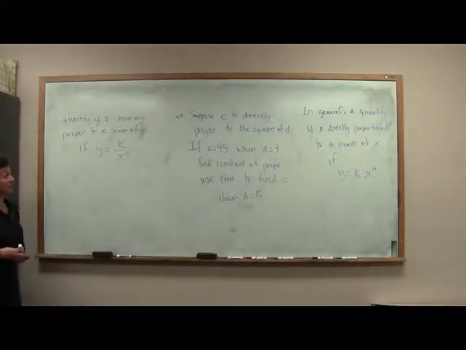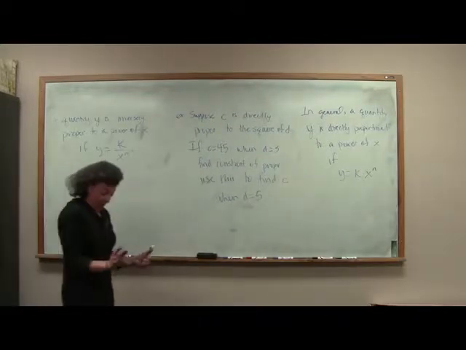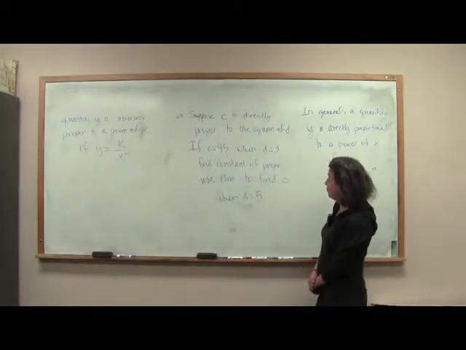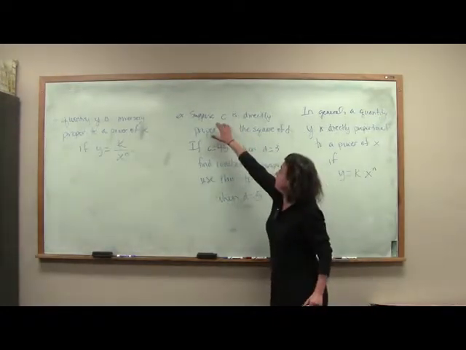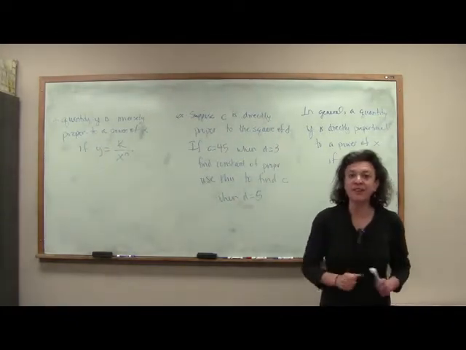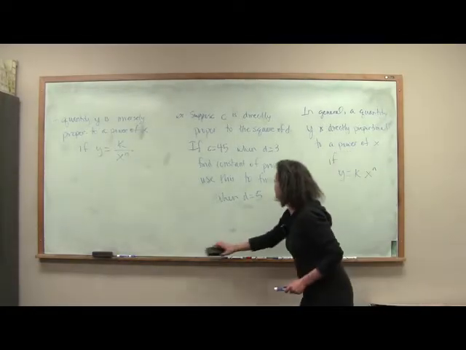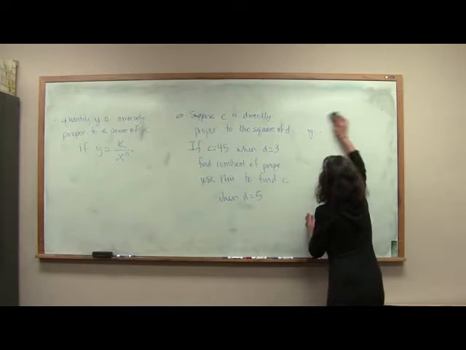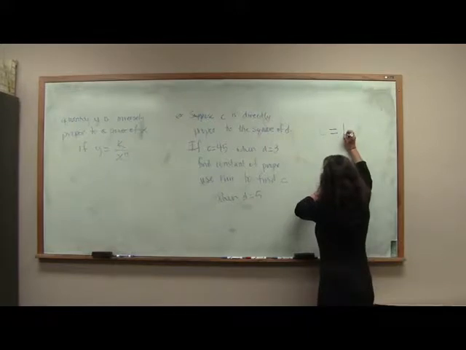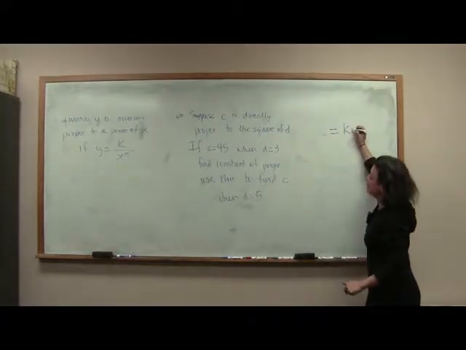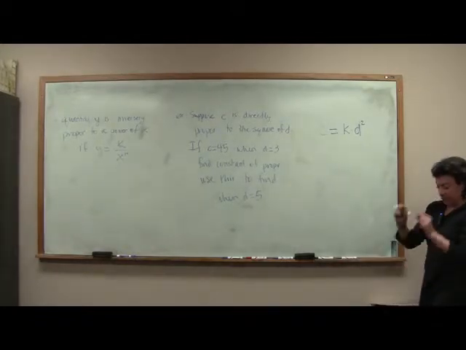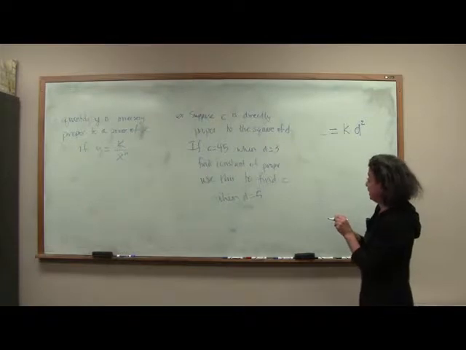Now, I totally understand that this looks like a lot. We're going to break it down. Don't worry about it, okay? So, let us do this. Suppose C is directly proportional to the square of D. The first thing we want to do is write this as a formula, okay? So, we have C is means equals, directly means k times, well, the square of D, that's D squared. Okay? We've translated our first line.